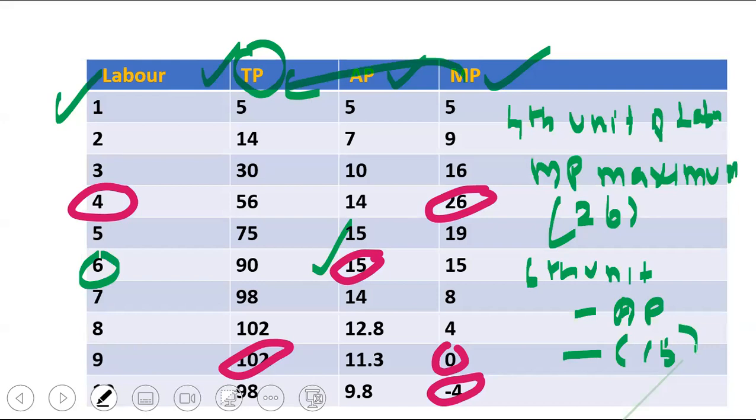When I am using the ninth unit of labor, इधर देखो, TP reaches maximum. TP कितना है children? 102. TP reaches maximum, that is 102.